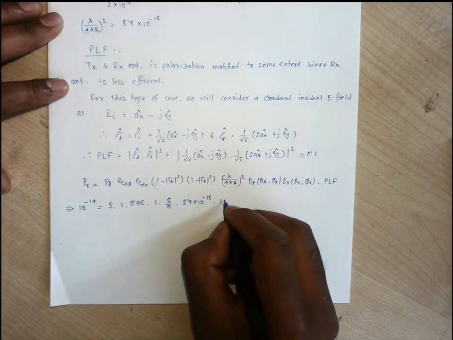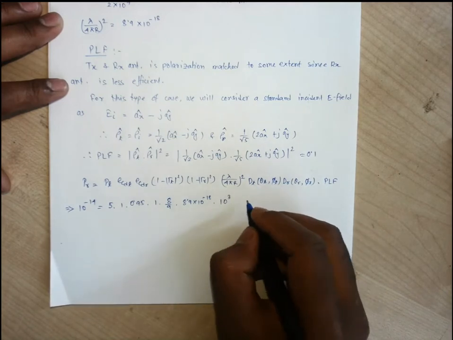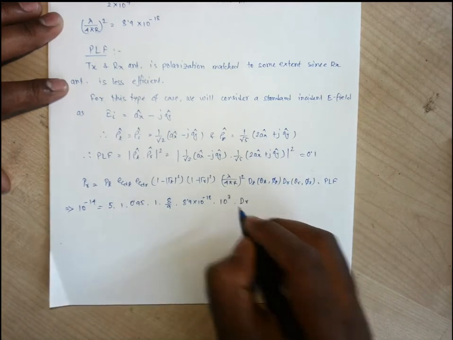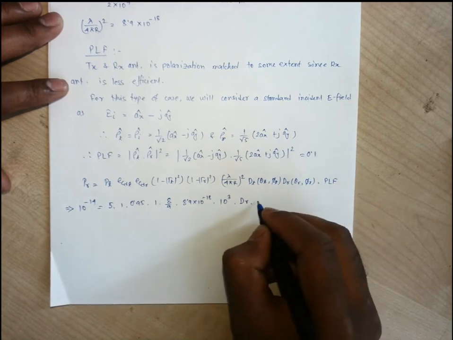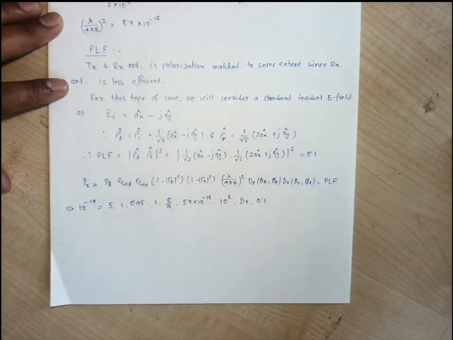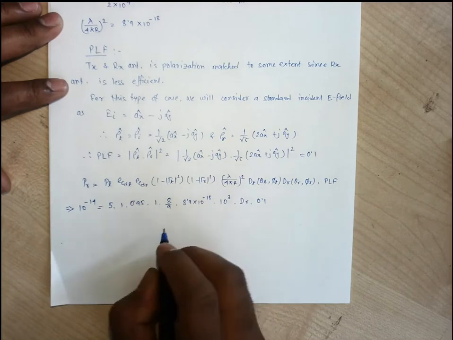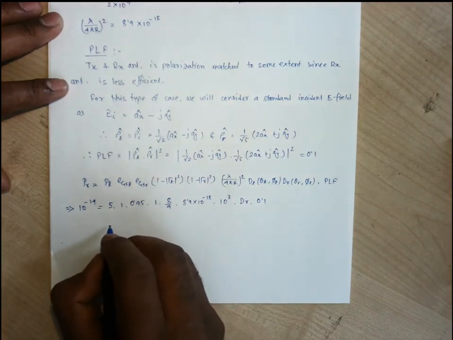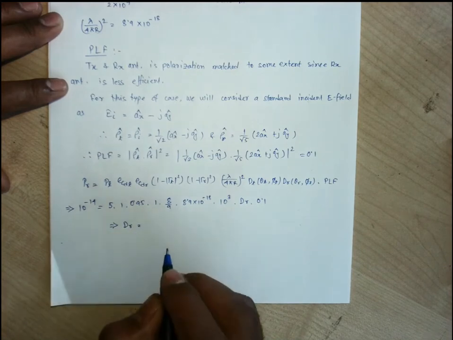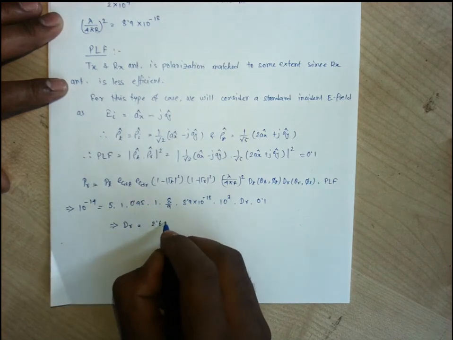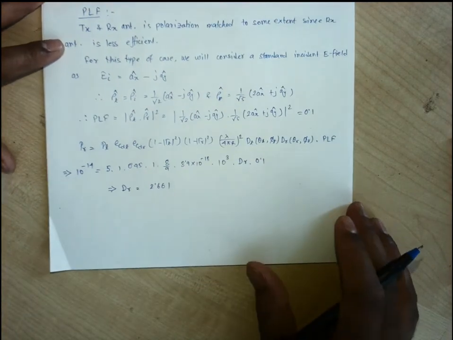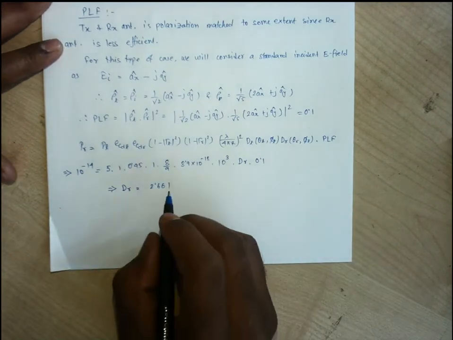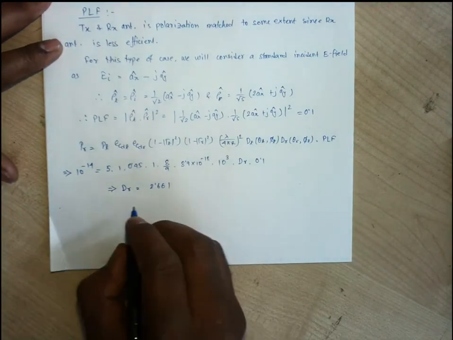Derivative we have found as 10 to the power 3. dr, that is the unknown, PLF is considered as 0.1. So by taking all these things, we can take out that dr, directivity of the receiving antenna, it is 2.661. So once we have the directivity, we can take out the maximum aperture.